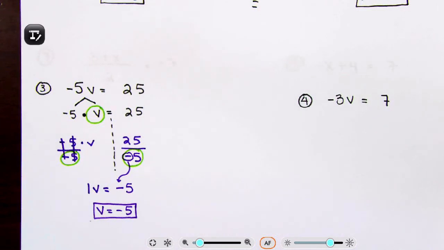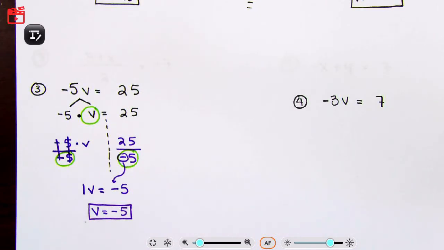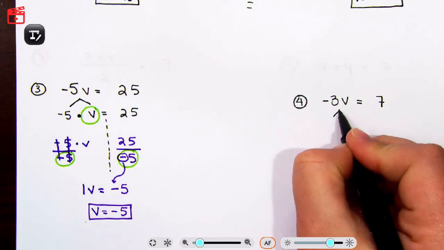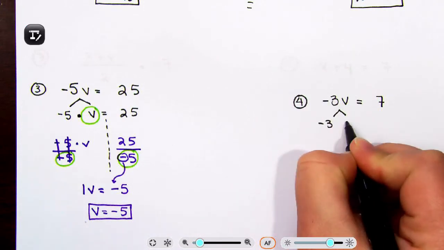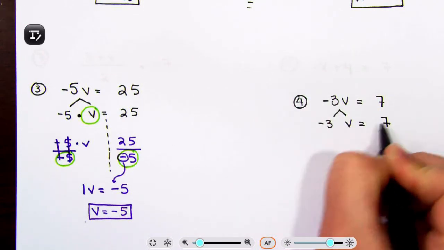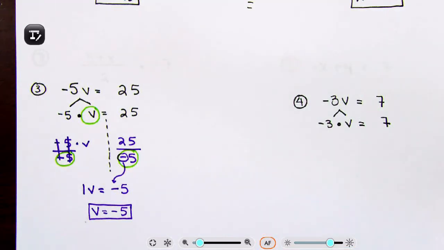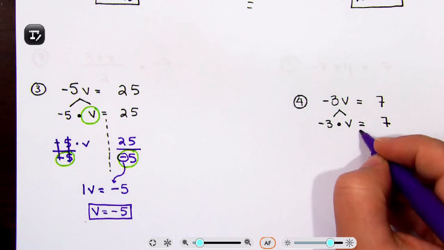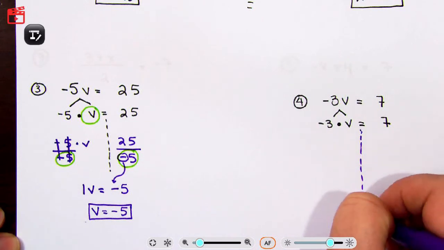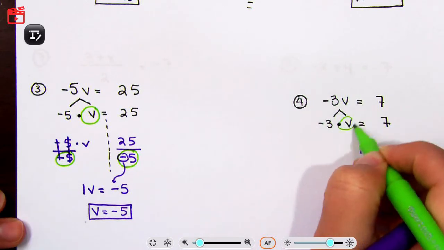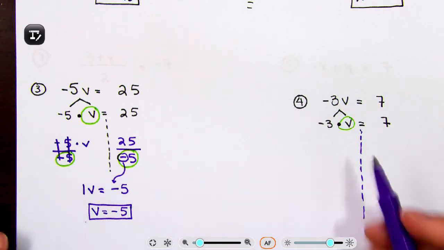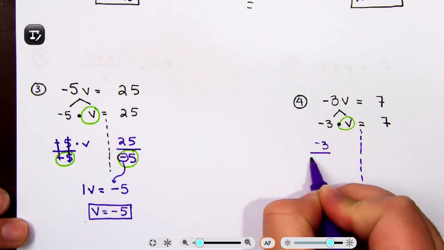Let's do that one more time. I have -3 and v. So -3v is equal to 7. In between that is a secret times symbol. Mathematicians are lazy, so you typically don't see that. So I'm going to do my dotted line. Just like before, we want to get this v by itself. So therefore, I'm going to take my -3. I'm going to divide by -3.